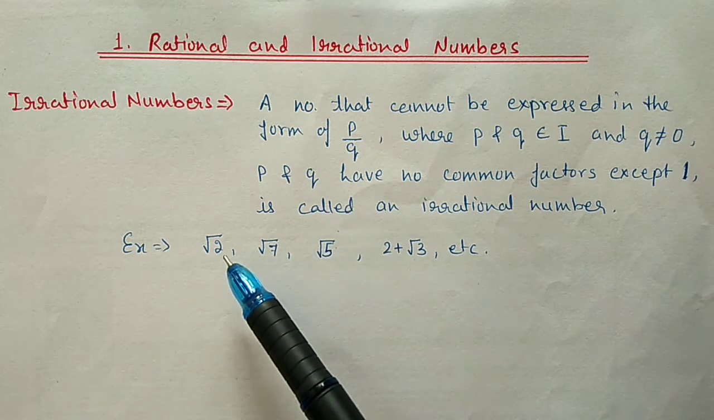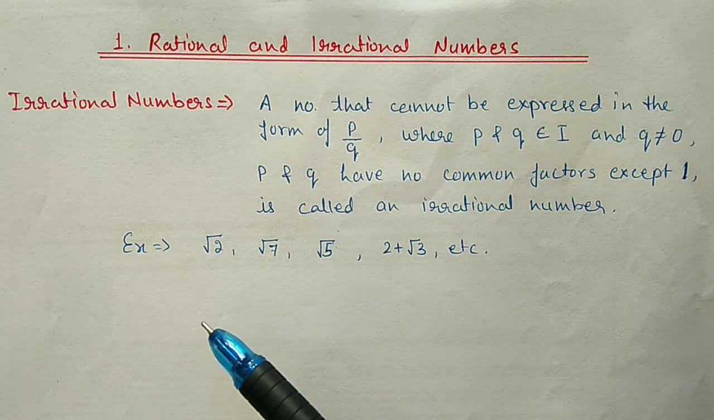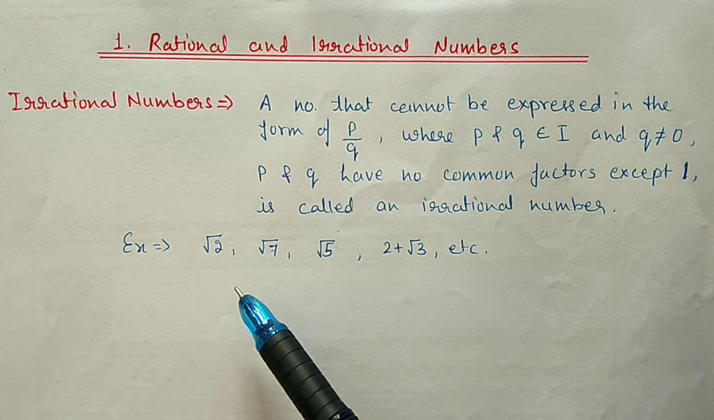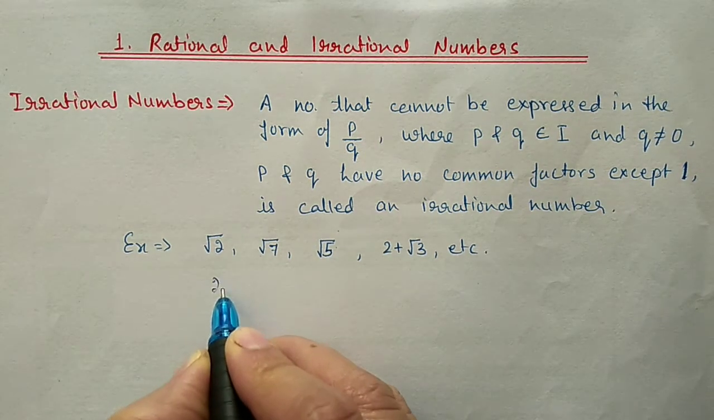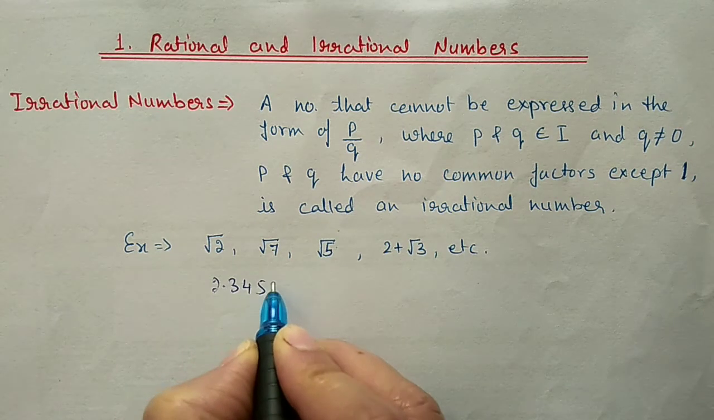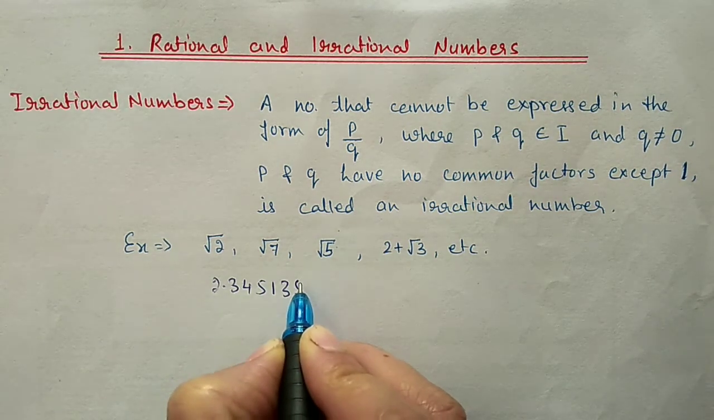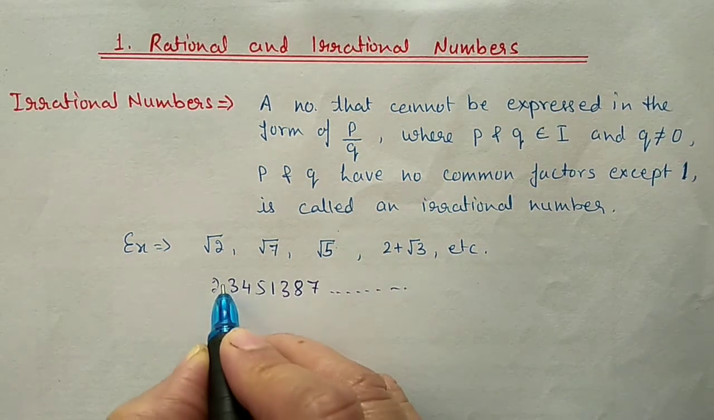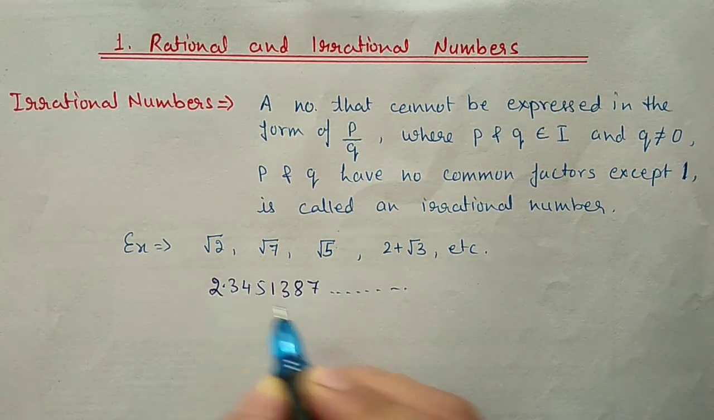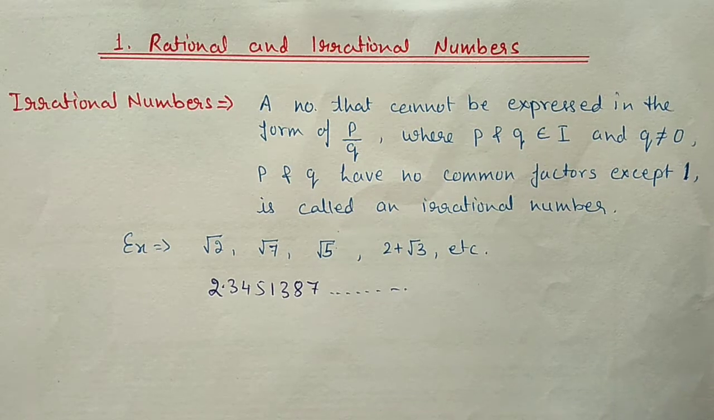We can express these numbers as decimals, but the decimal will be never ending, it will keep on going. For example, 2.3451398, like this, it will keep on going. So these types of numbers we call irrational numbers.